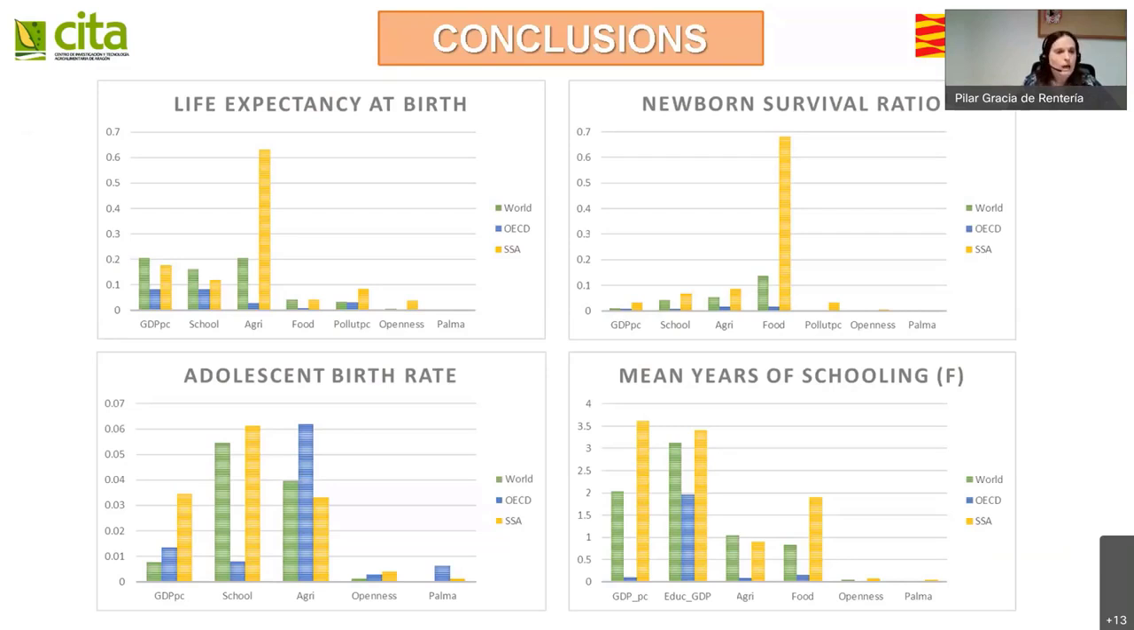And the second conclusion is that besides the significant effect of the GDP per capita on almost all indicators, the impact of other drivers, for example, the education driver or the food intake or the share of agricultural sector on GDP, have a similar or even a higher effect than the income level. However, we also conclude that the impact of pollution, trade openness, and inequality is weaker. And in most cases, we observe that these elasticities are not statistically significant.